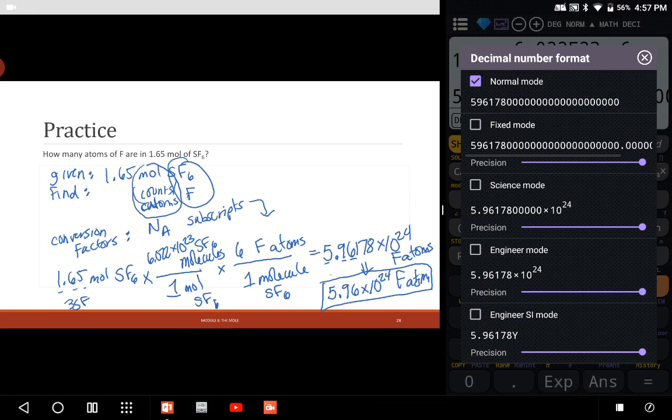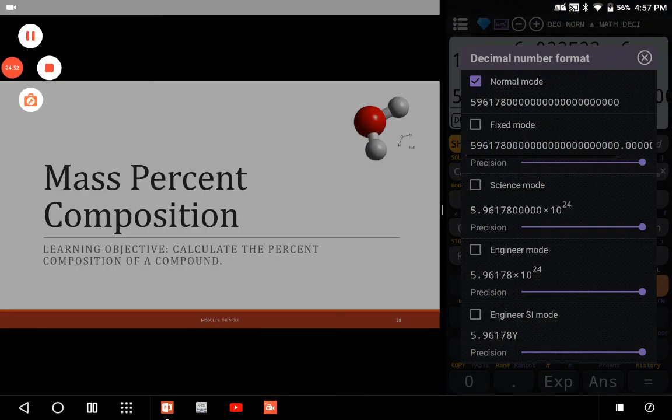Okay, let's double check the typed math underneath. And you can see here I did use the subscripts in mole unit, but other than that, it does look the same. The answer was obtained in both ways. And so I believe that is the end of this video. Yep. See you in the next video when we learn about mass percent composition.